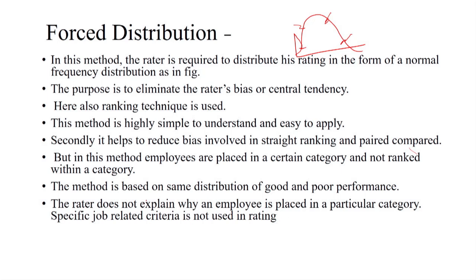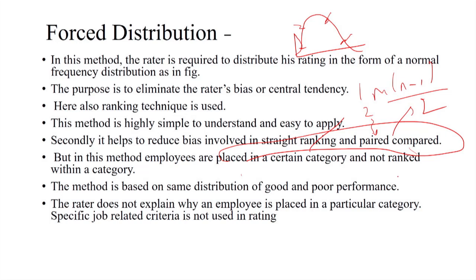Secondly, it helps to reduce the bias involved in straight ranking and paired comparison. In straight ranking, it was just rank 1, 2, 3, 4. In paired comparison, the permutation and combination were made with the help of a formula, and each person's performance was compared with another person on the basis of one trait. This we can reduce in the case of forced distribution. But in this method, employees are placed in a certain category and not ranked within a category. So this is the way by which we proceed with this kind of appraisal.